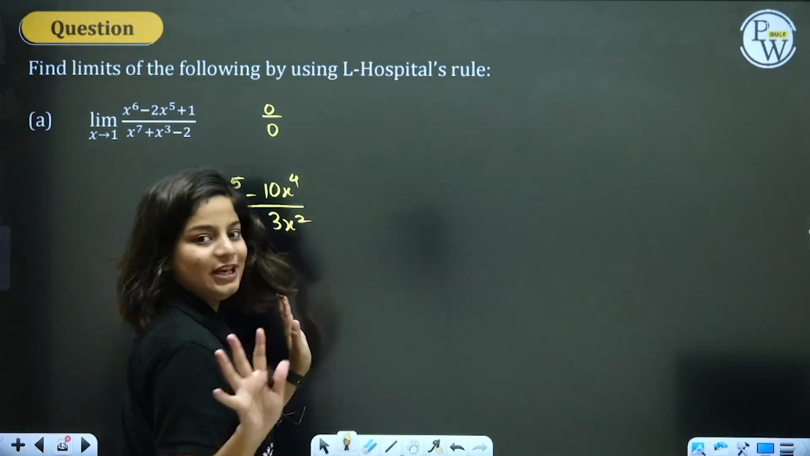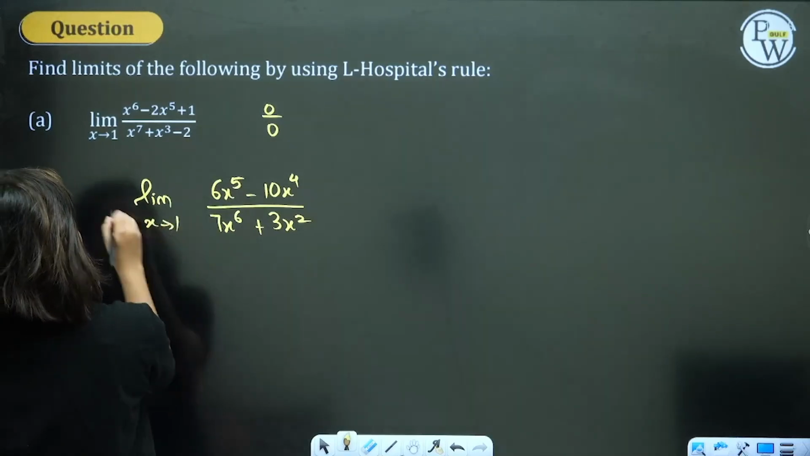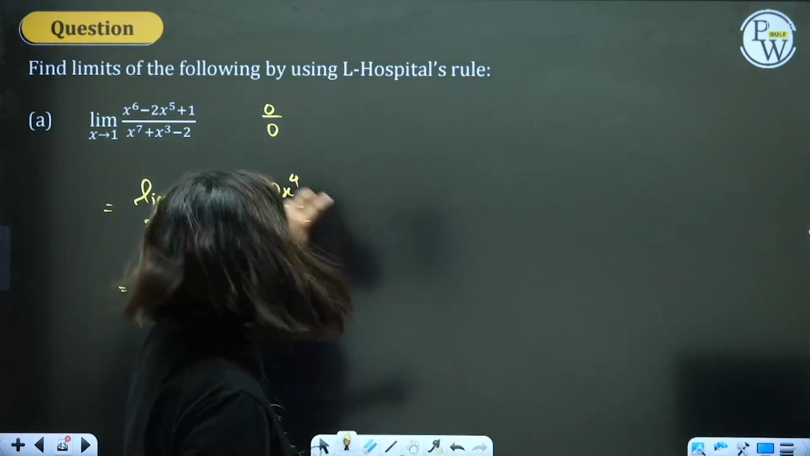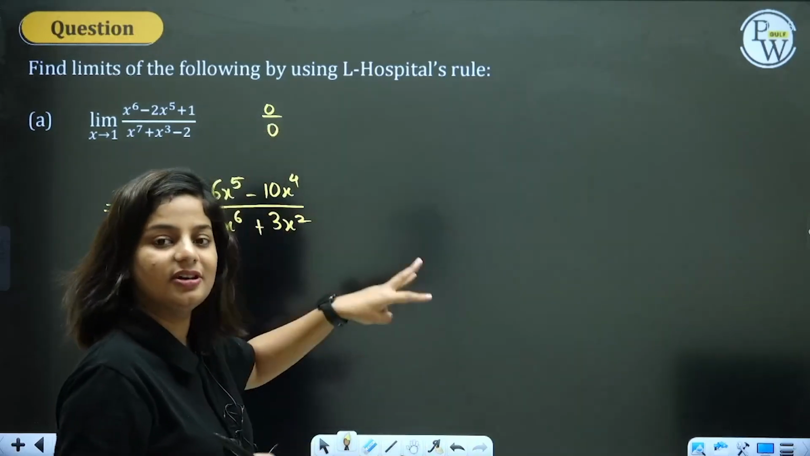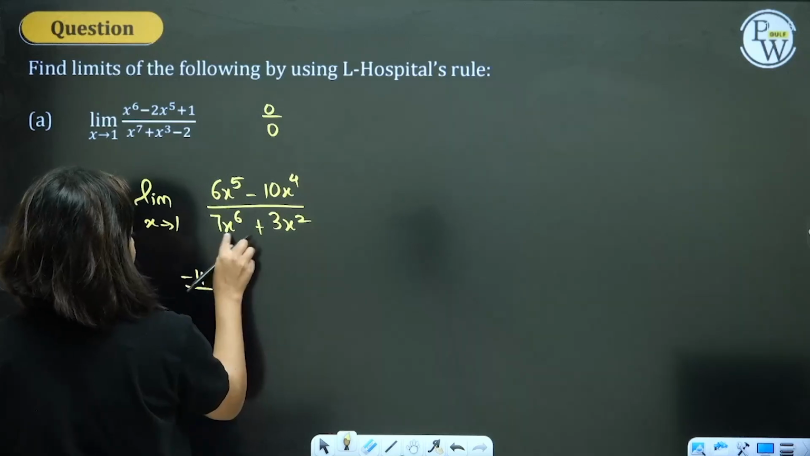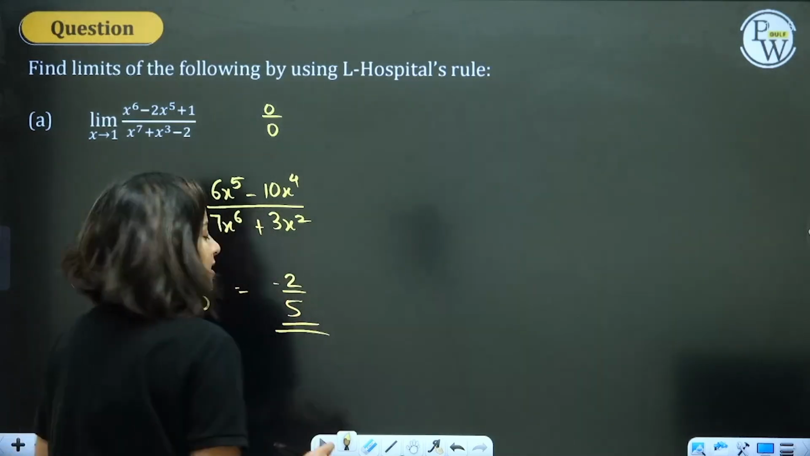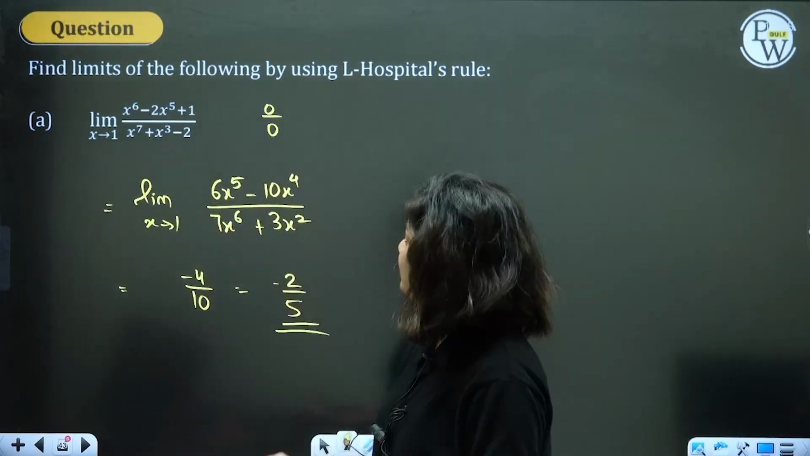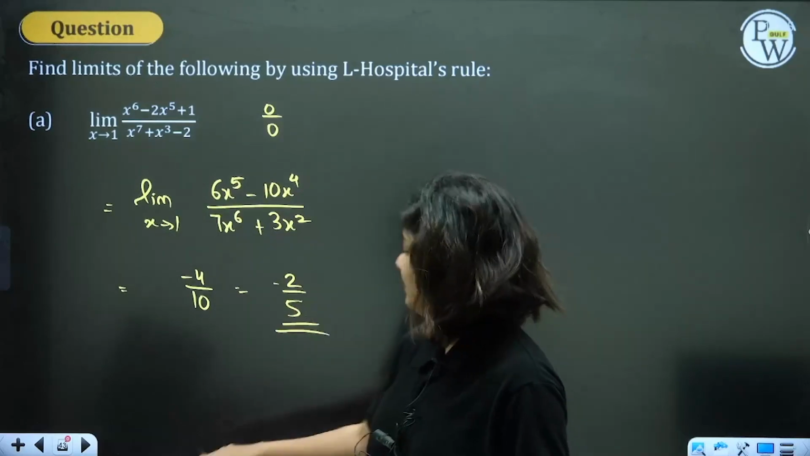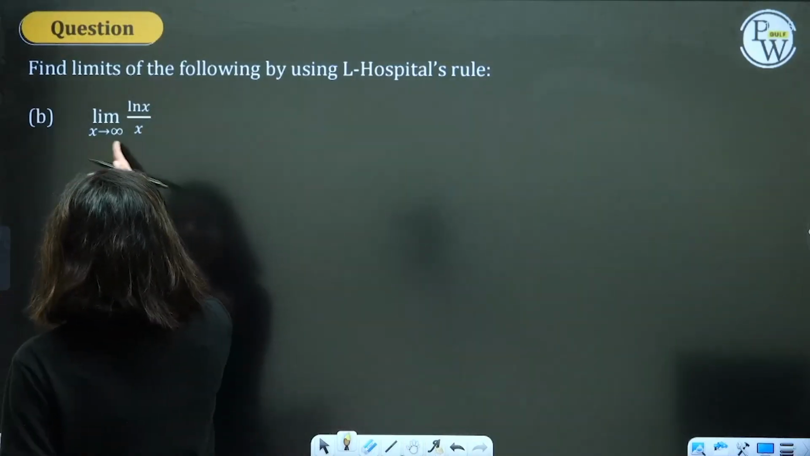And now once you take the derivative, you can apply the limit. Such a nice uncle, right? First step check, second step differentiate, third step apply the limit. Put 1. 6 minus 10, minus 4. 7 plus 3, 10, which is minus 2 by 5. The answer, if you try out by other methods like factorization or anything else, you will get the answer minus 2 by 5.